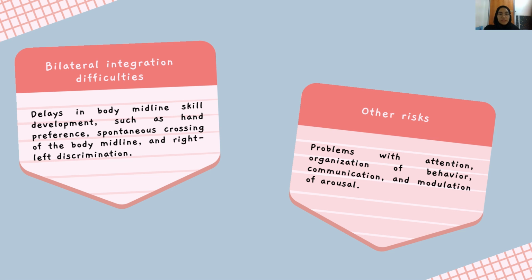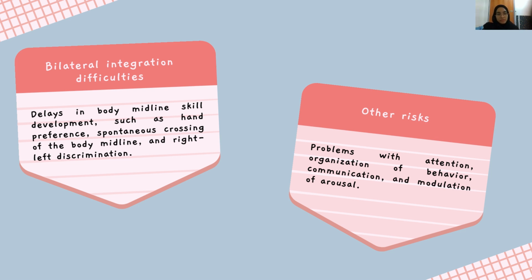Next is bilateral integration difficulty, which means difficulty with the use of right and left body parts. So they have delays in body midline skill development such as hand preference, whether they want to use right or left, spontaneous crossing of the body midline, and right-left discrimination.